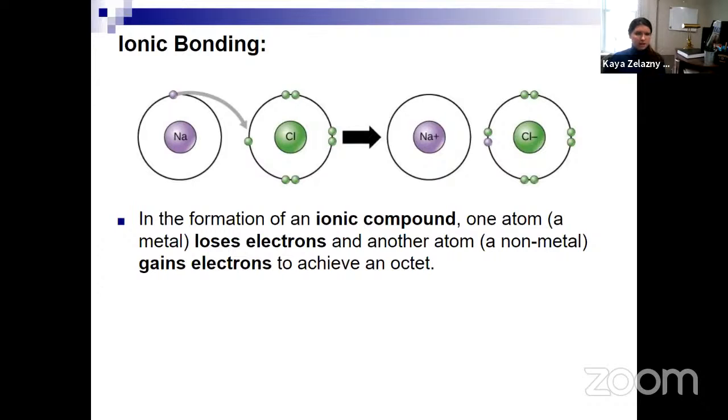So in the formation of an ionic compound, an atom is losing an electron and another atom is gaining an electron. One way to tell that something is going to form an ionic compound and then form ions is that one of our atoms is going to be a metal, and our other atom is going to be a non-metal. We can tell this from looking at the periodic table, or knowing our atoms, or Googling it.